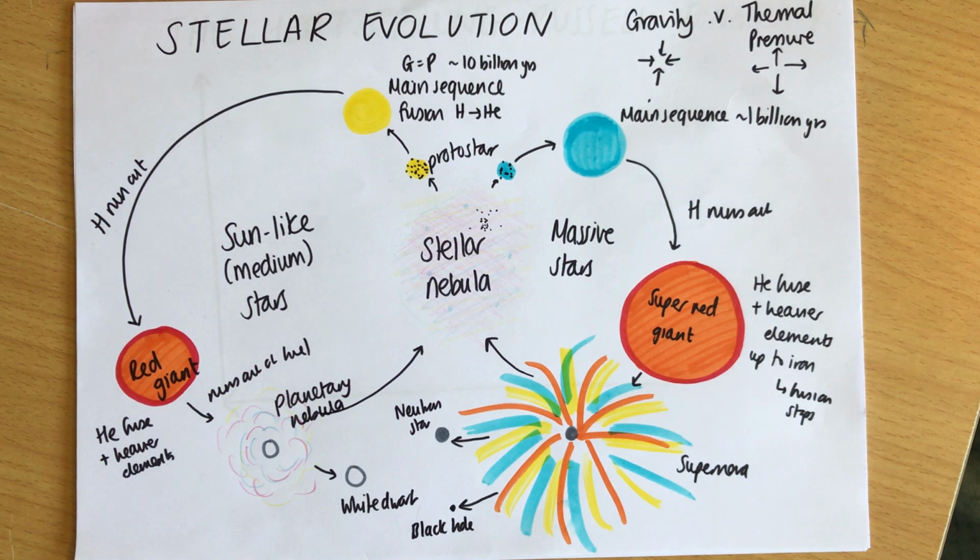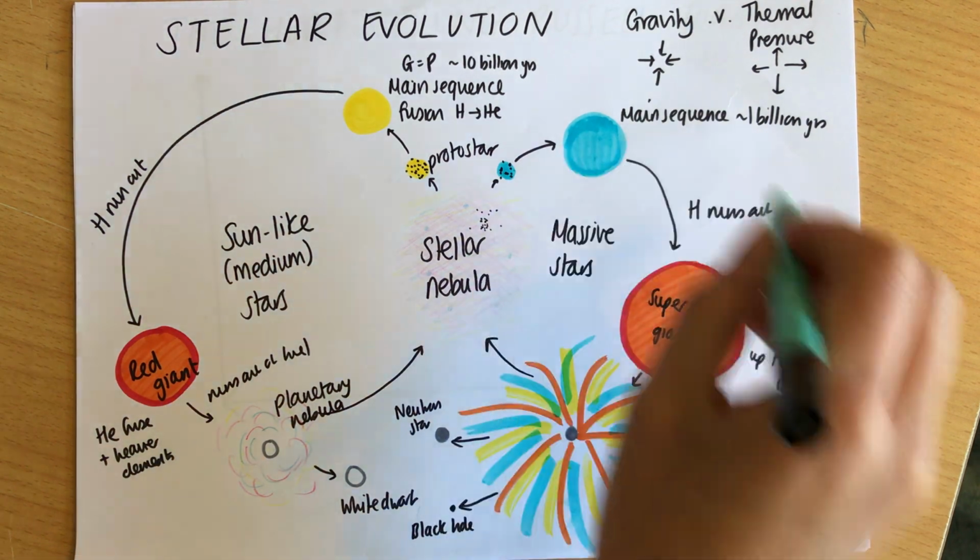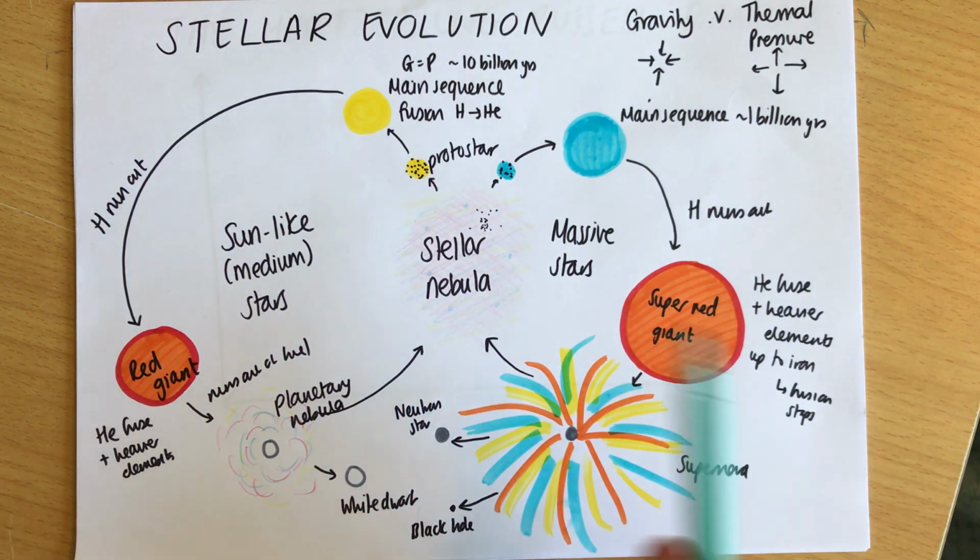And black holes have got so much gravity that it can suck in light from nearby, even though light doesn't have mass and therefore technically shouldn't be affected by gravity. But general relativity and things like that show that that's not the case. So neutron stars are for smaller massive stars and black holes are for bigger massive stars. And this whole process takes about a tenth of the time-ish than for a medium star.